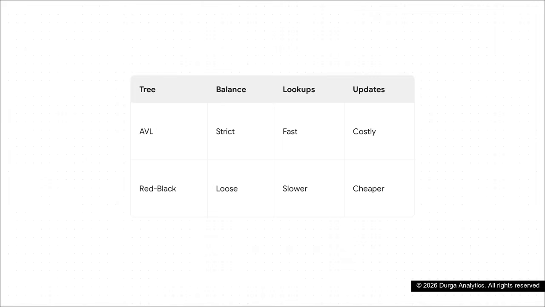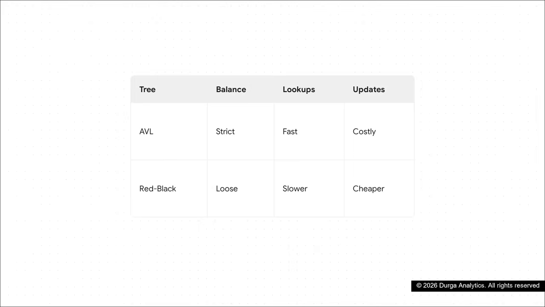It has to rotate aggressively to maintain that strictness, which makes inserts and deletes quite costly. Now on the flip side, we have the red-black tree. This uses a clever coloring scheme, literally tagging nodes as red or black, to enforce a much looser balance. Yes, it allows the tree to be slightly taller, meaning lookups might be a tiny fraction of a millisecond slower, but it does way less work during inserts and deletes.